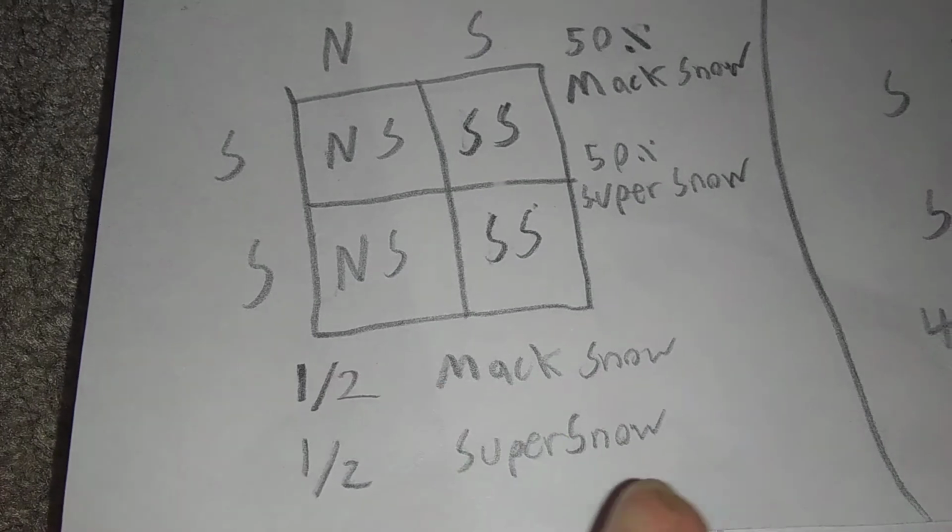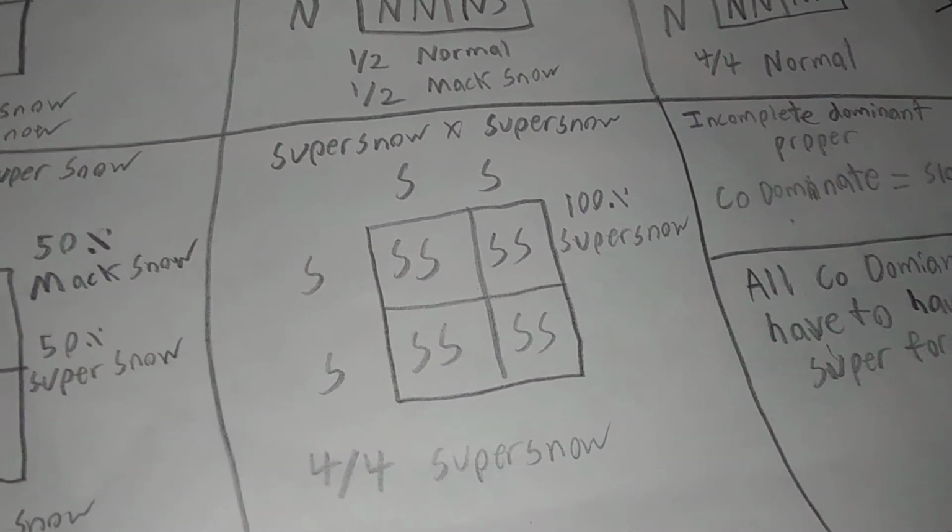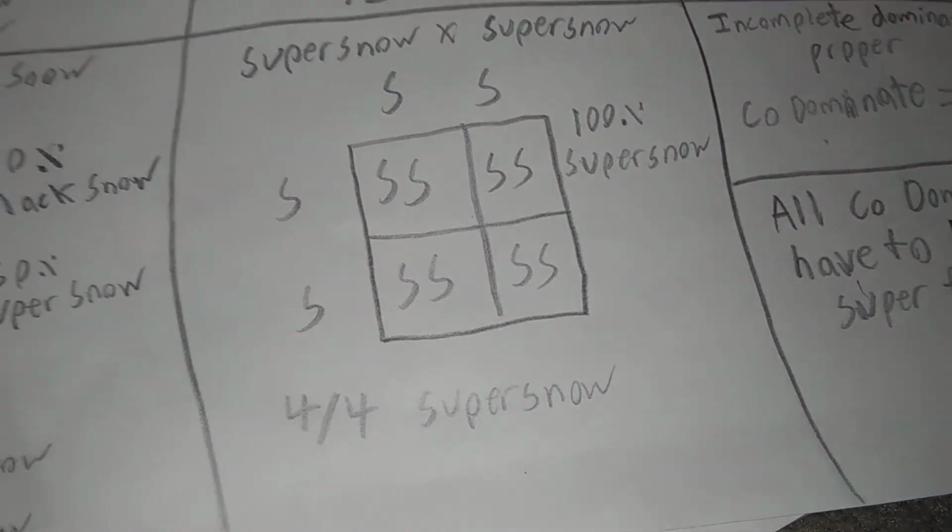So yeah, you'll get half Mack Snow, half Super Snow. Super Snow crosses Super Snow. Now, since there's only that snow gene going through both ways, you're going to get 100% Super Snow. If you cross Super Snow to Super Snow and you don't get a Super Snow, there's definitely something a little bit wrong with that scenario. But yeah, all Super Snow.